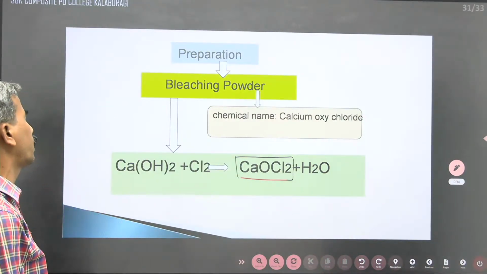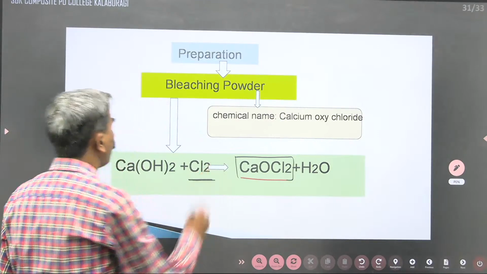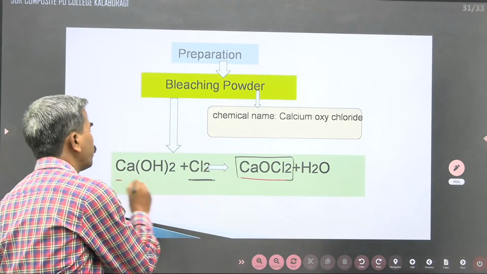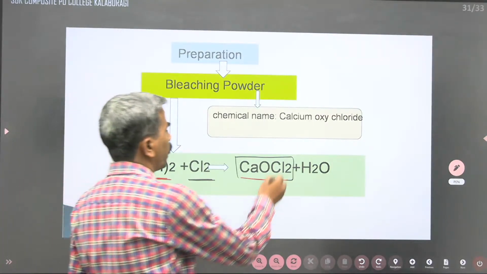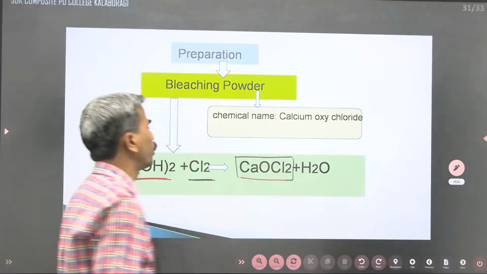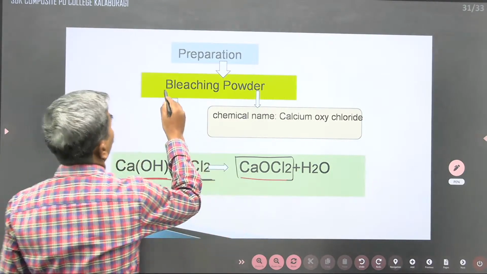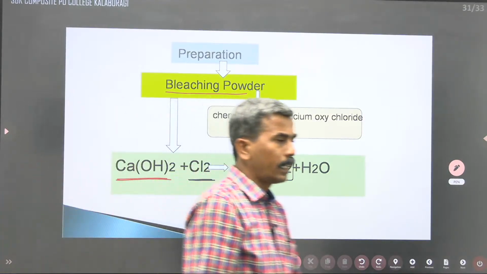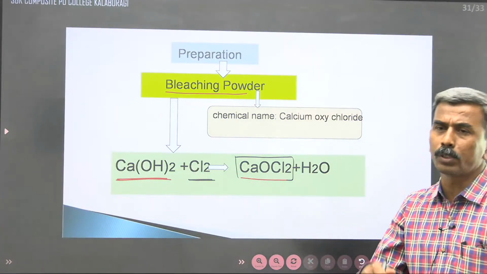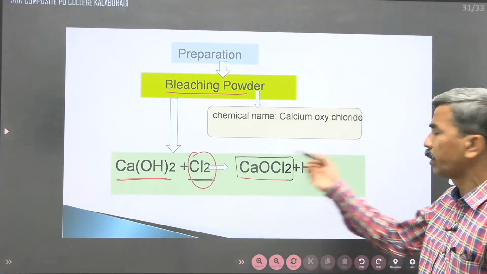Making use of this chlorine, when you react it with calcium hydroxide, called slaked lime, we get calcium oxychloride, which is commonly known as bleaching powder. So starting with sodium chloride, we get chlorine, as I already showed in the previous slide.